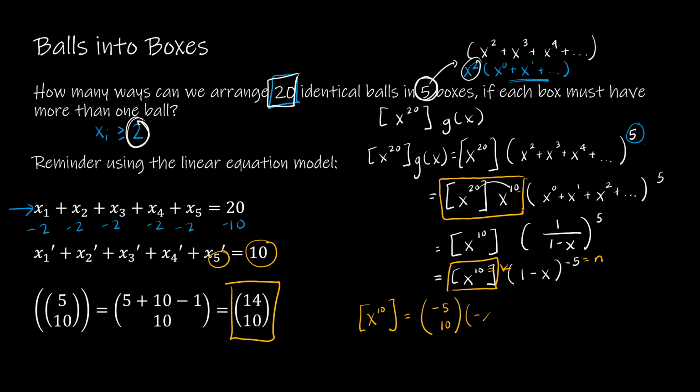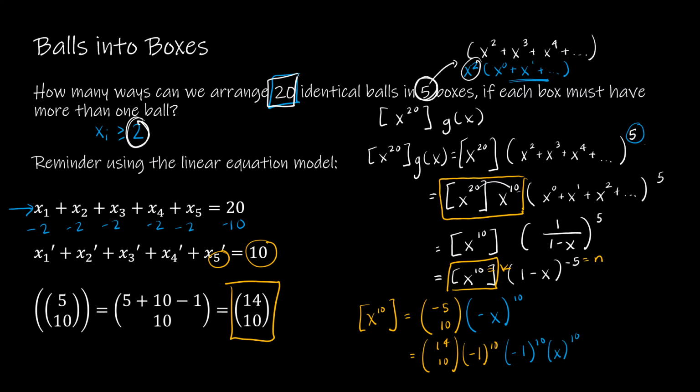And I'm actually going to write that in a different color again because this part gets real complicated sometimes. So the -5 choose 10 can be rewritten as 5 plus 10 minus 1, which is 14 choose 10. And then I get -1 to the 10th. The part that I've written in blue is rewritten as -1 to the 10th and x to the 10th.